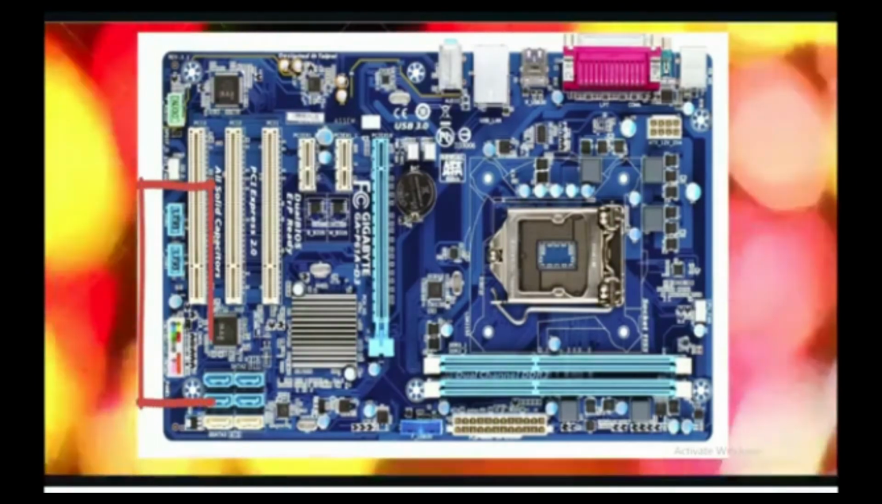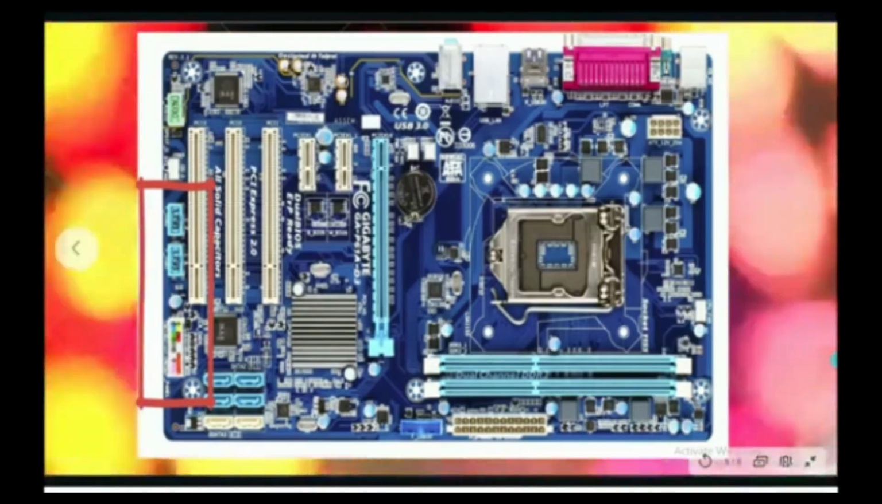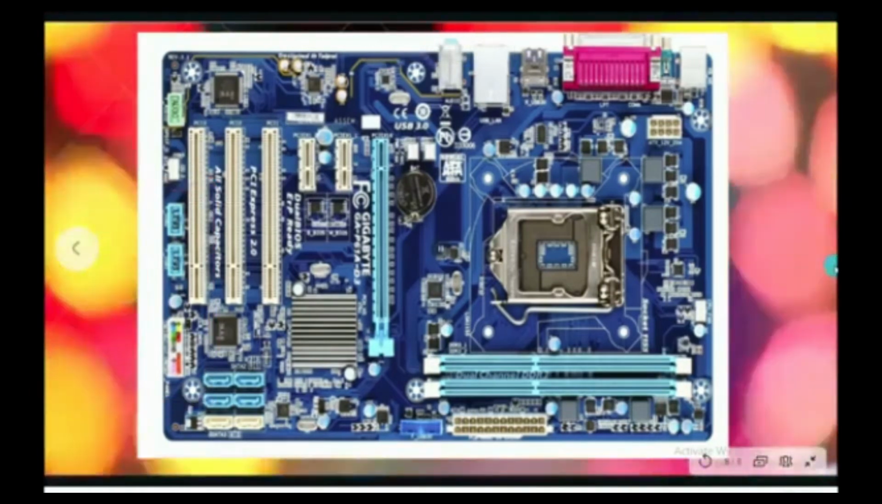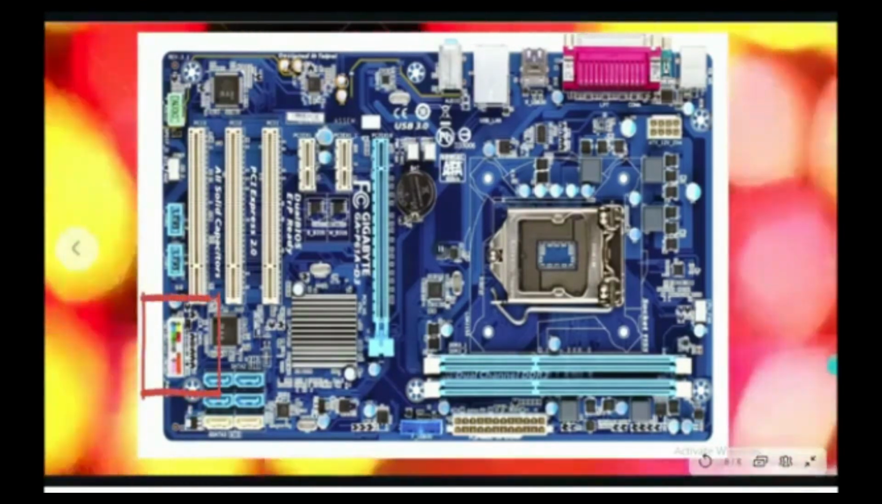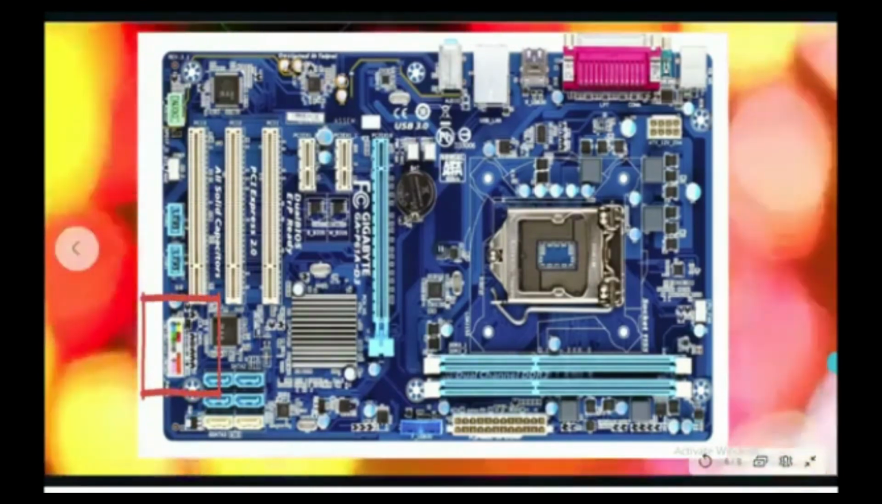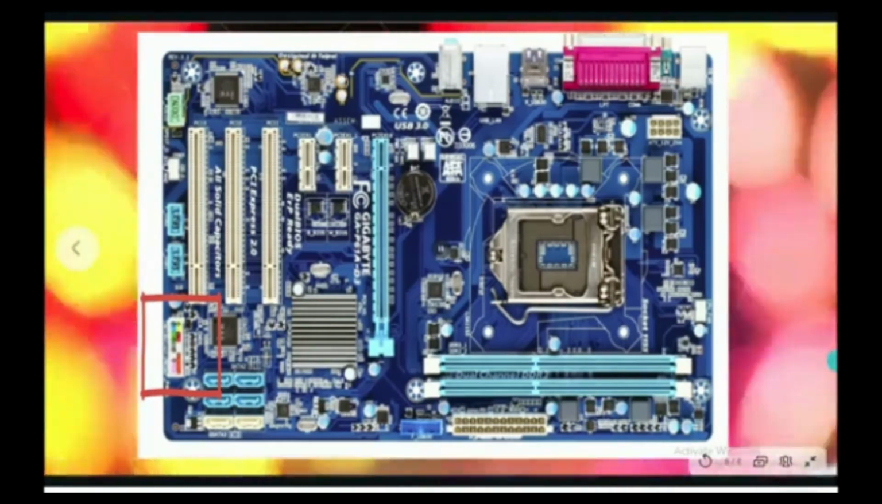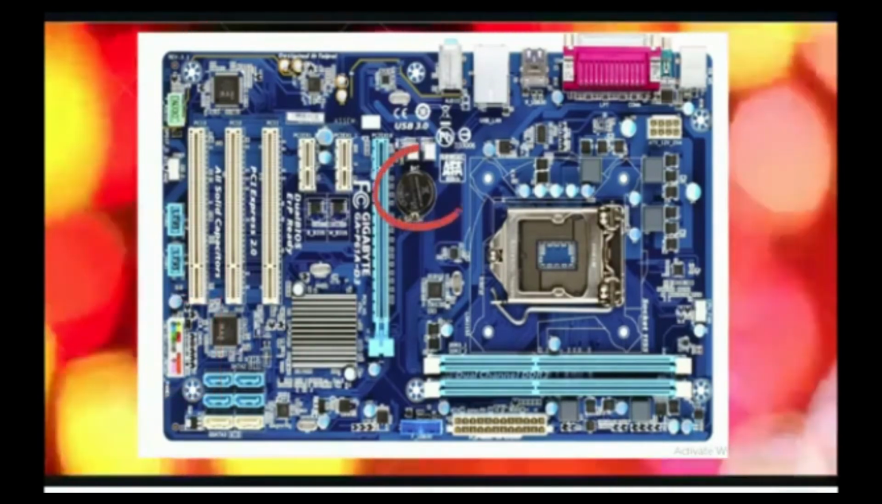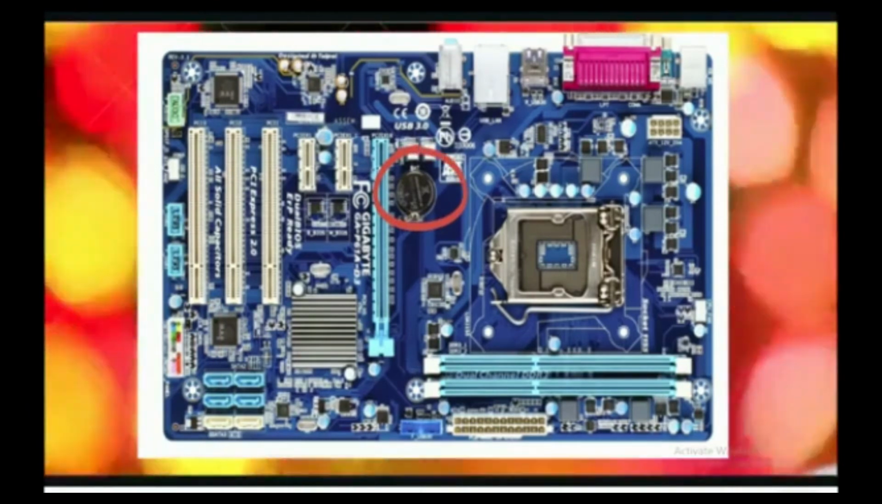Front panel USB and audio connectors connect to USB and audio ports at the front or top of a computer case. Front panel connectors connect to the power switch, reset switch, power LED and hard drive LED of a computer case. CMOS battery supplies power to store BIOS settings and keep the real-time clock running.